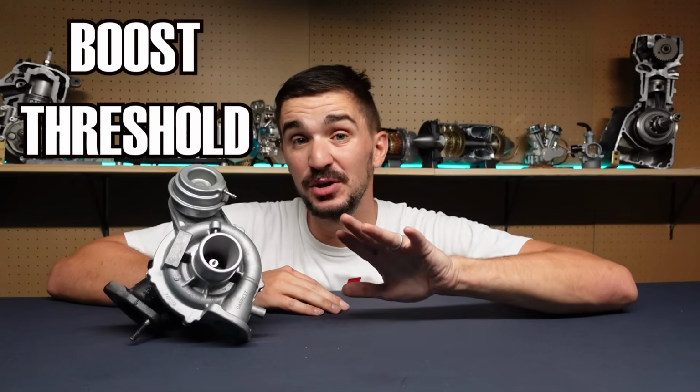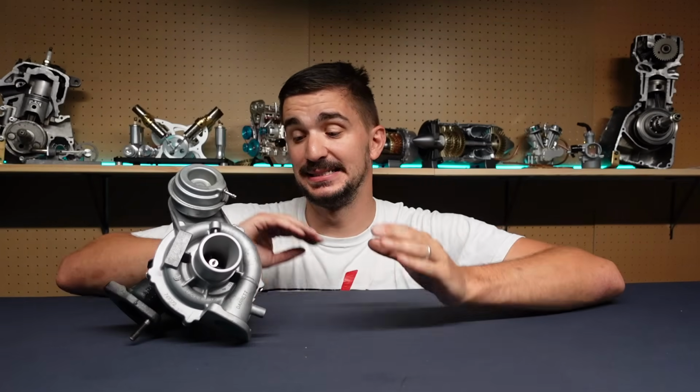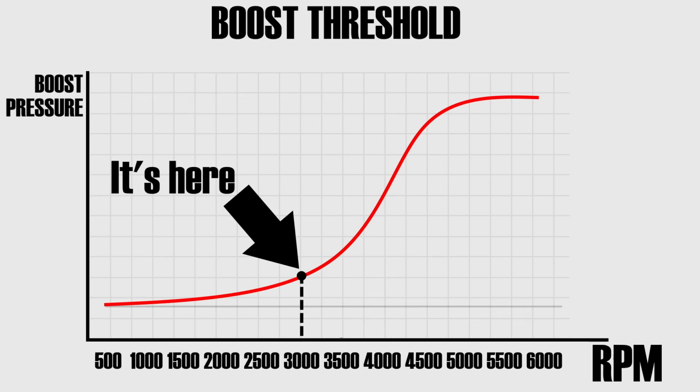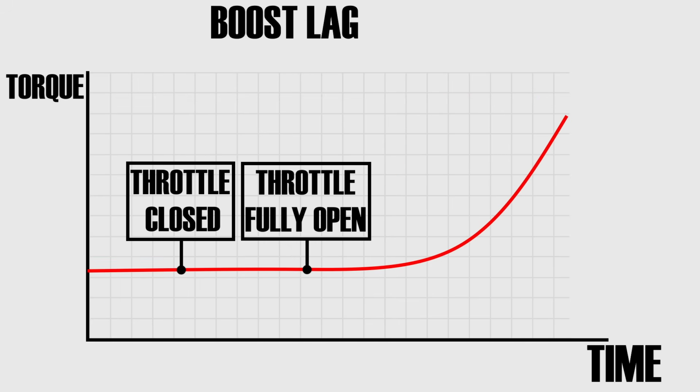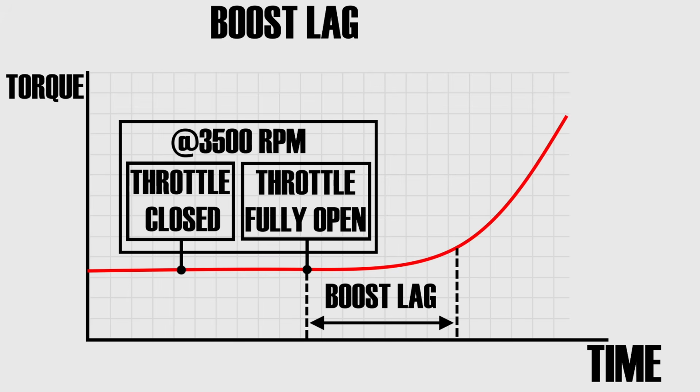Boost threshold is a term that is often mistaken for boost lag or turbo lag. Boost threshold is the engine speed or RPM at which your turbocharger starts producing significant boost. Let's imagine that's 3000 RPM. Boost lag is the delay in torque delivery in engine response when you open the throttle from a closed throttle while you are above your boost threshold. So let's imagine the throttle is closed and you floor it while you are at 3,500 RPM, and the little delay in response, the little delay in the burst of torque, that's your boost lag.